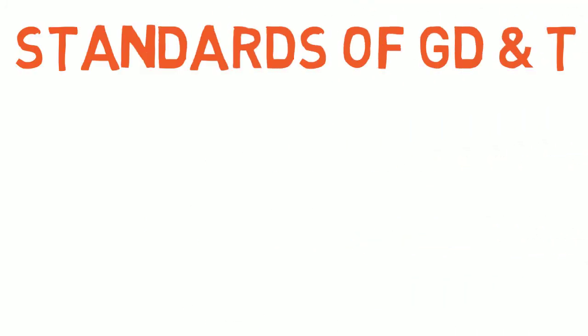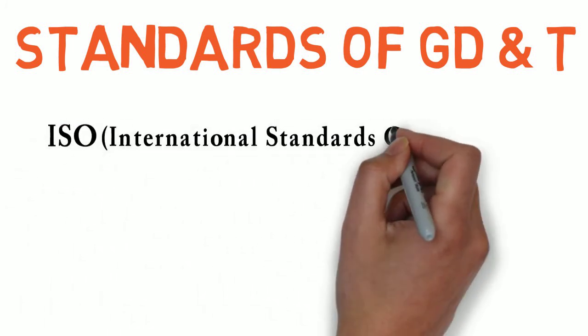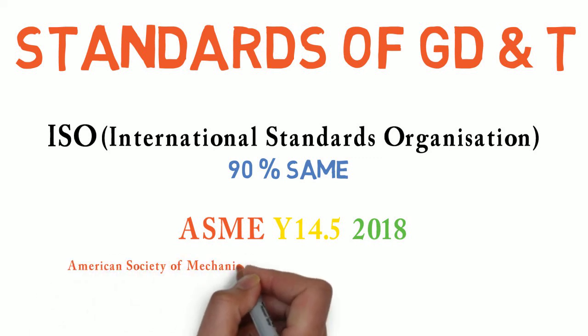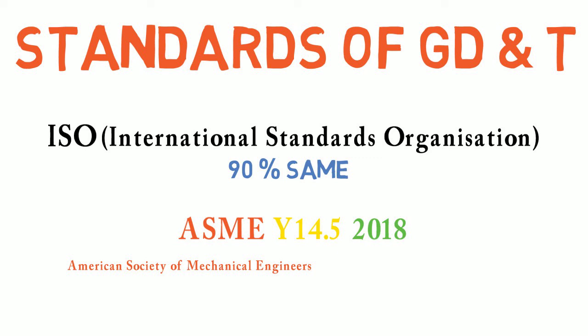Now we will see standards of GD&T. There are two standards of GD&T which are ISO, International Standards Organization, and ASME. ASME stands for American Society of Mechanical Engineers. In ASME, Y14.5 2018 is the latest standard for GD&T. Actually, both of these standards are 90% the same. Here we will see what ASME Y14.5 2018 stands for. ASME means American Society of Mechanical Engineers. Y14.5 is the standard number and 2018 is the revision year.